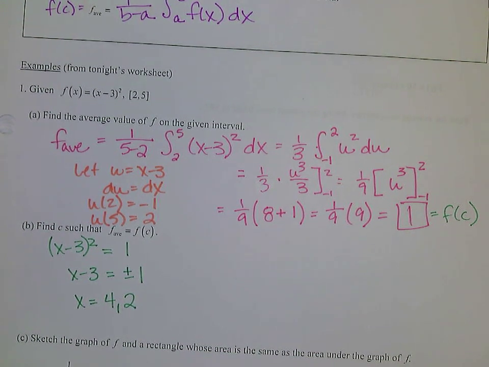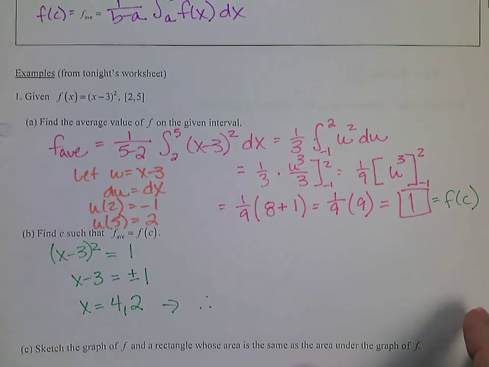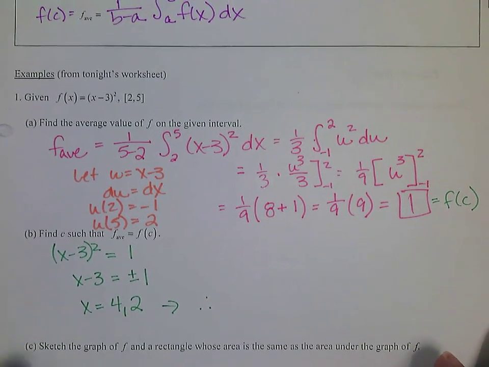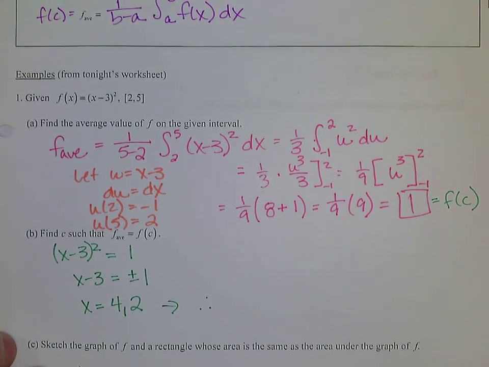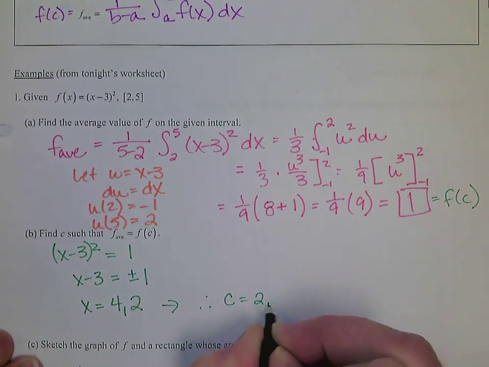Both of the numbers are in the interval, because notice that in the mean value theorem for integrals, the endpoints can be included because it's a closed interval. So we have two, well, we said at least 1. Doesn't have to be exactly 1, at least 1. In this case, we actually have 2. And in part C, we're going to see why that is. So C could be 2 or 4.